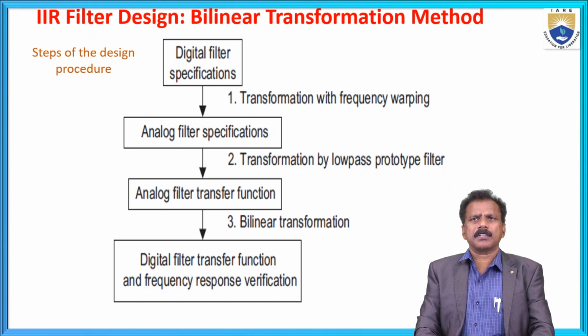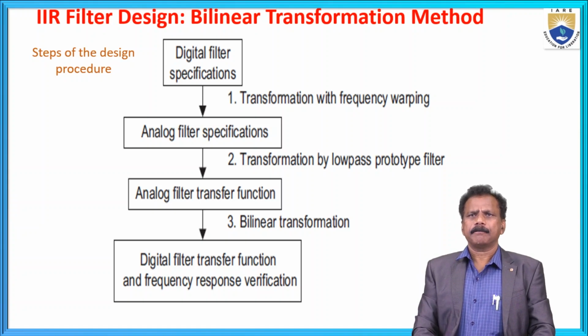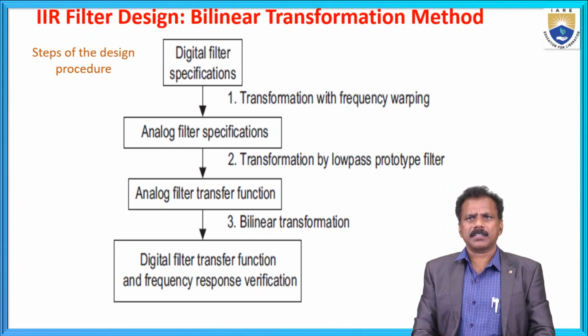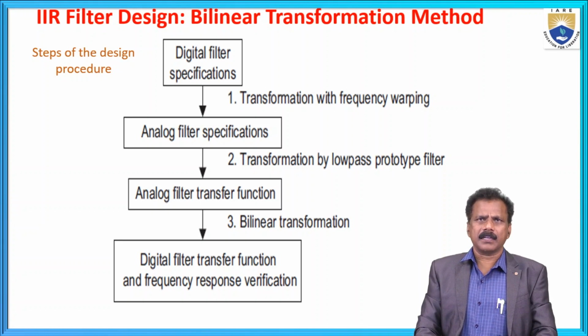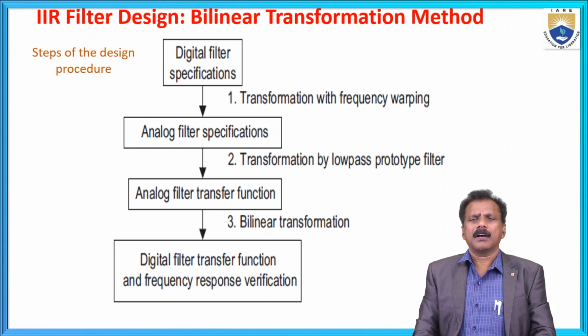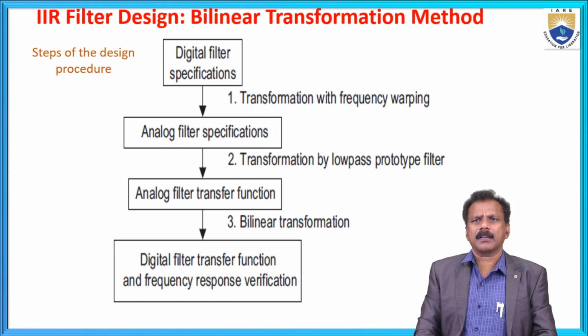After that, we will try to verify the transformation by the low pass prototype filter. It is also given to the analog filter transfer function. Here we are trying to verify the bilinear transformation. The final outcome is the digital filter transfer function, and frequency response verification will be done using all these steps of the design procedure. Based on this procedure, we will design the IIR filter using the bilinear transformation method. After that, we'll compare the impulse invariance and bilinear transformation methods. Which one is the best for practical or industry-oriented aspects, you can analyze. That's why we are learning these two methodologies, the bilinear transformation method and the impulse invariance method, for designing IIR digital filters.